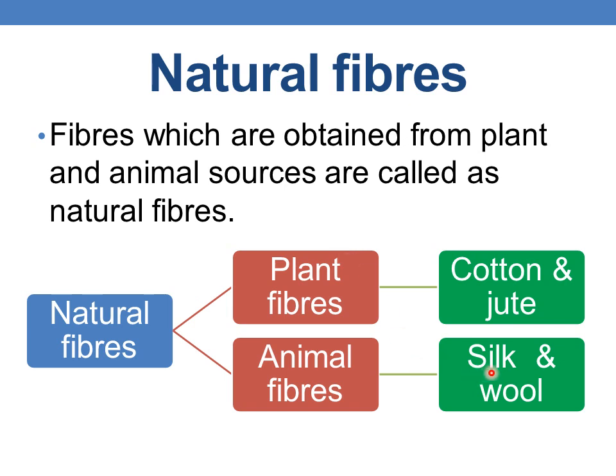Wool is obtained from the fleece of sheep or goat. It is also obtained from the hair of rabbits, yak and camels. Silk fiber also is drawn from the cocoon of silkworm. So, silk and wool are called animal fibers.